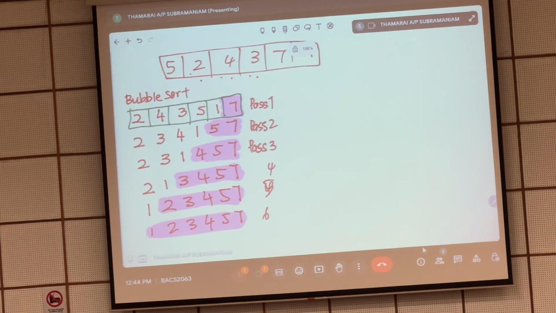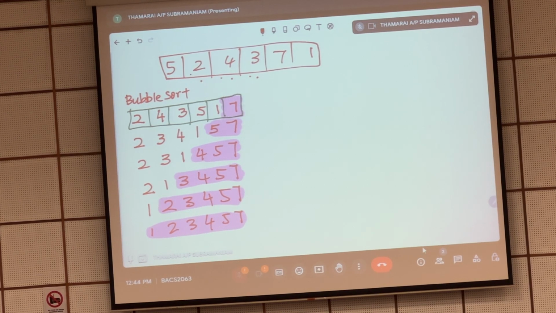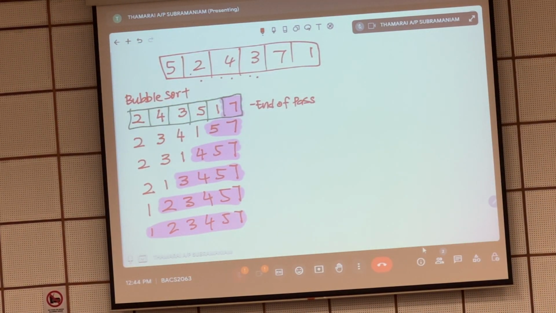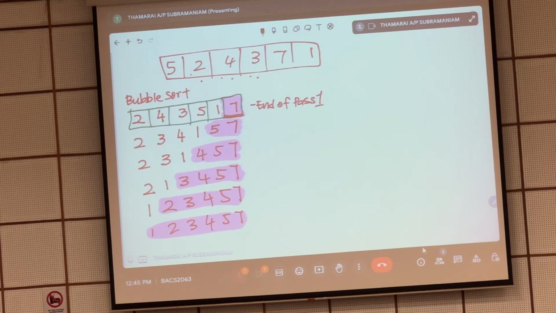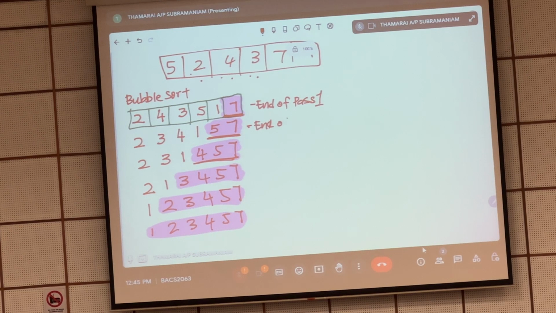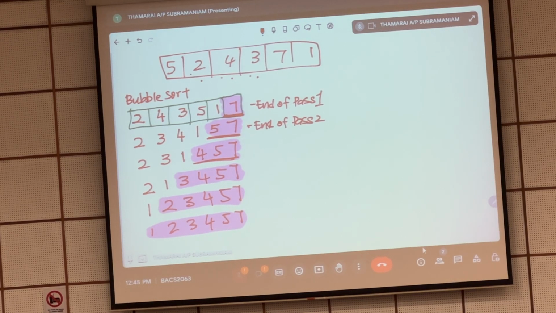Now, for exam tips, draw the table nicely, label it correctly. All right? So you can label this as end of pass one. Write down nicely. Of course, you cannot use highlighter and all that for your exam. Okay? You draw a box. Indicate this is sorted. This 2 is sorted. This 3 is sorted. Must write the words end of pass two clearly. Alright? This is what you have to do.